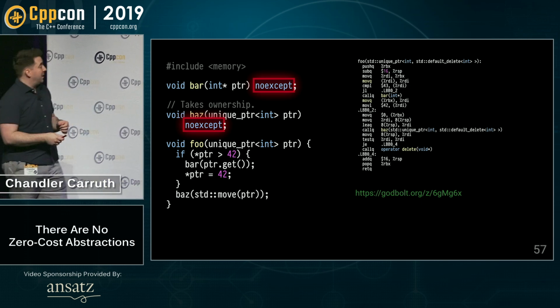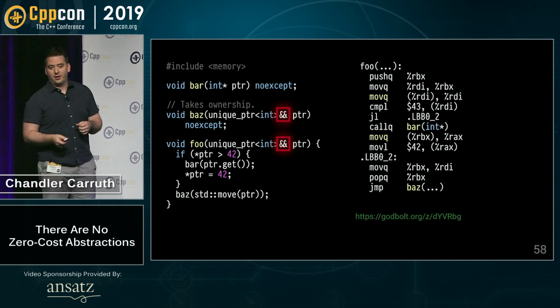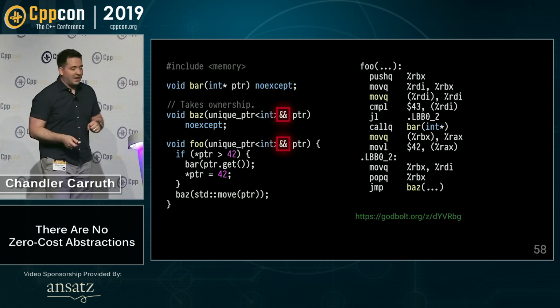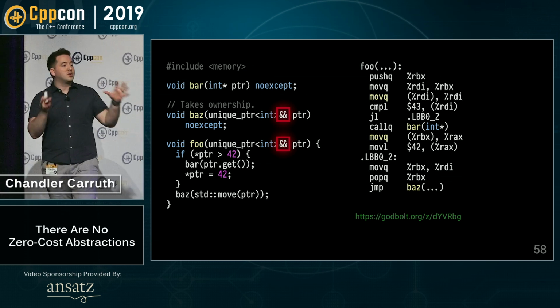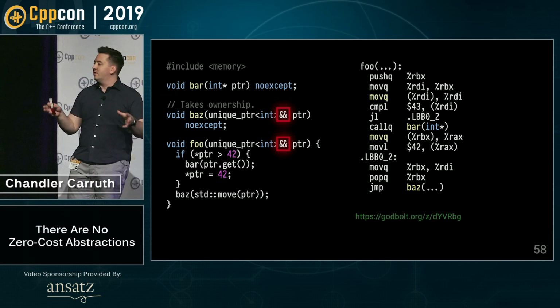Well, okay, I mean, I don't really like it, but I know how we can fix this. Let's add some R-value references to our code. And now we're starting to get to the right ballpark. Now we're approaching the level of complexity that raw pointers had. We're starting to get close to zero cost.